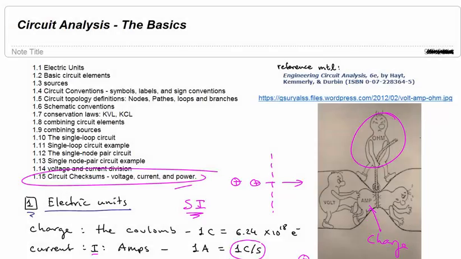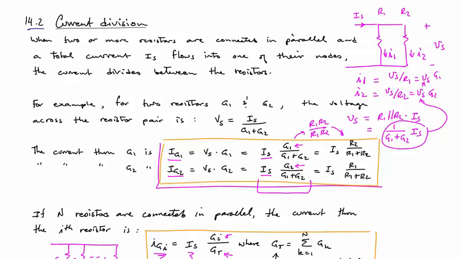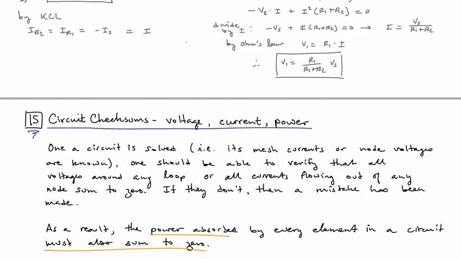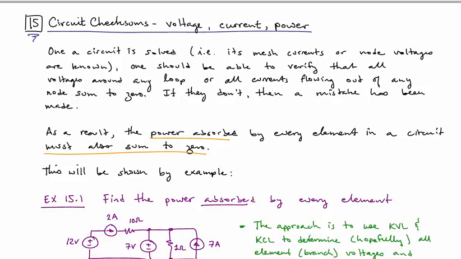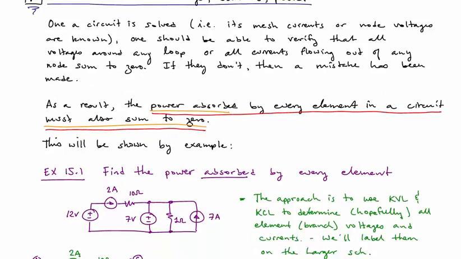We want to finish this lecture by looking at power in particular. So this last section, circuit checksums, is about how to check your work once you finish solving a problem. And although you can sum up voltages and currents and they should all sum to zero if you're doing KVL or KCL, I want to focus here instead on power. So if you solve the circuit properly, when you're all finished, the power absorbed by every element in a circuit must sum to zero. And we're going to show this in the following example.